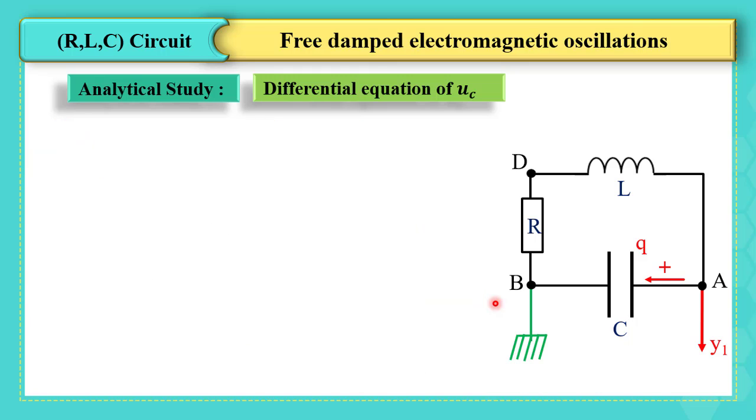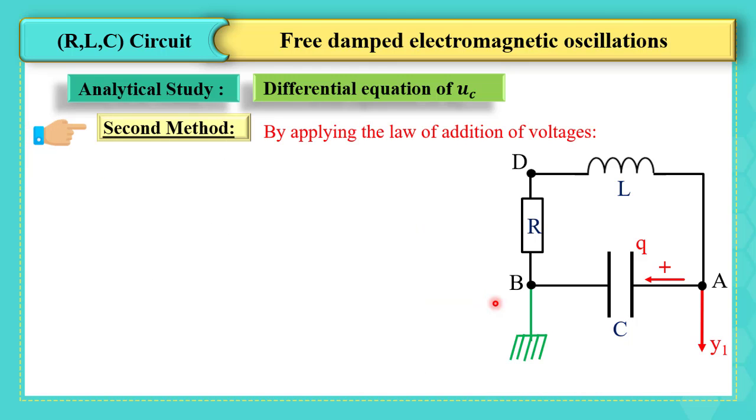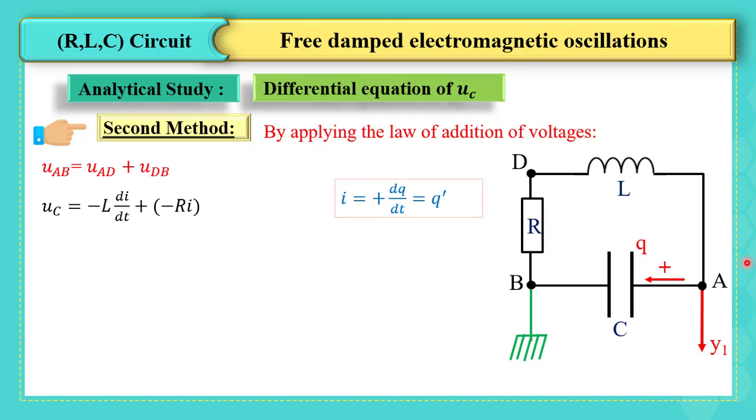Now we're going to study the second method by applying the law of addition of voltages. The law states that UAB equals UAD plus UDB. UAB represents UC, the voltage across the capacitor, while UAD represents the voltage across the coil, but it is opposite to the sense, so we should write it as minus L dI by dt. The same for UDB, which is across the resistor and it's opposite to the sense, so we write it as minus R I.